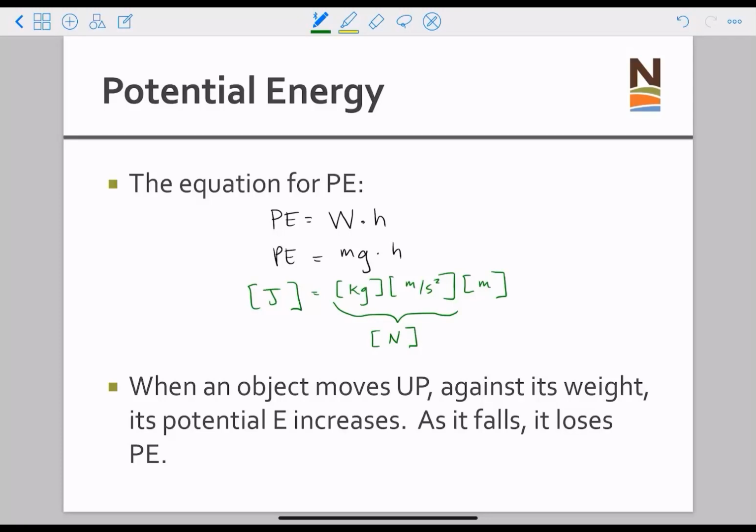So again, when an object moves up against its weight, its potential energy increases. As it falls, it loses potential energy. So whether it's going up or down, it is changing potential energy. It really depends on what direction, right? It increases as it goes up versus decreasing when it goes down.